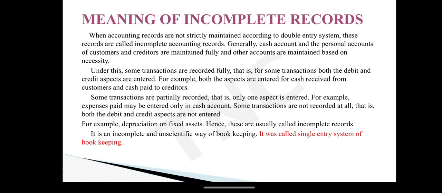Some transactions are not recorded at all. That is, both the debit and credit aspects are not entered. For example, depreciation on fixed assets. Hence these are usually called incomplete records. It is an incomplete and unscientific way of bookkeeping. It is called the single entry system of bookkeeping.